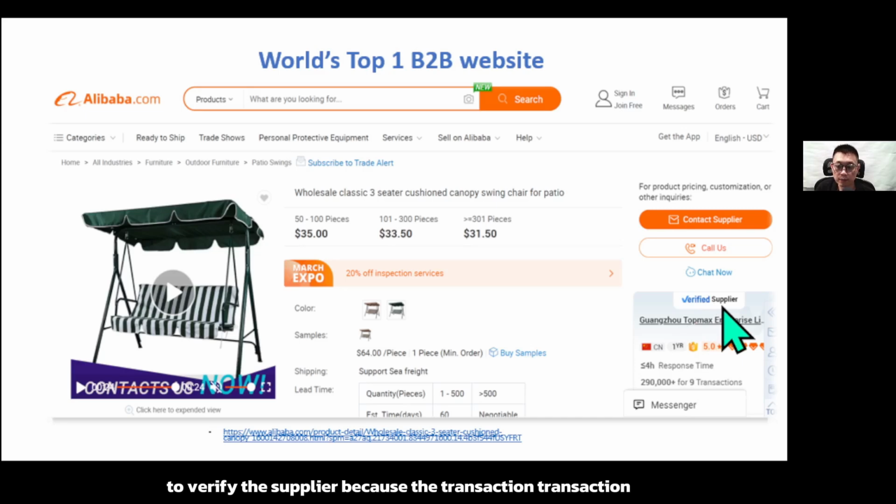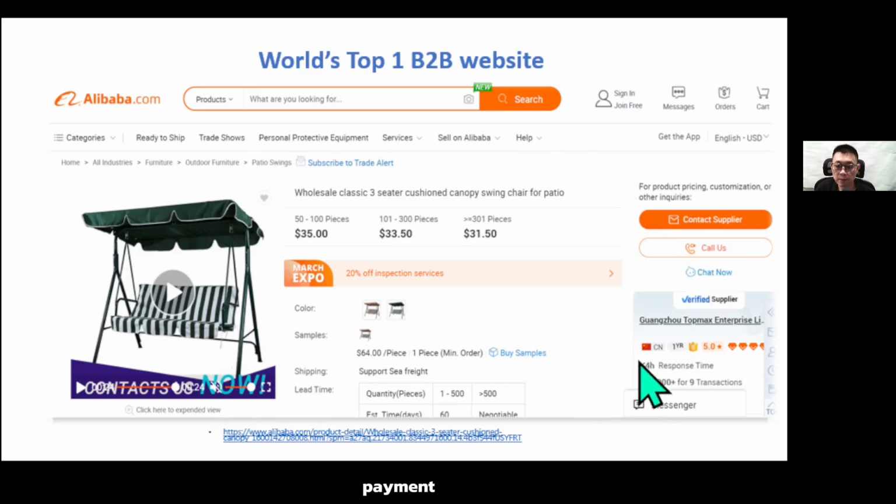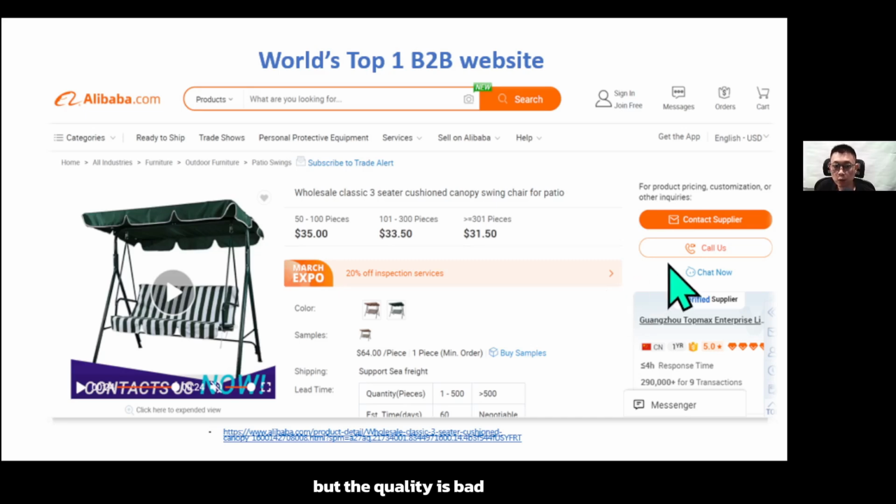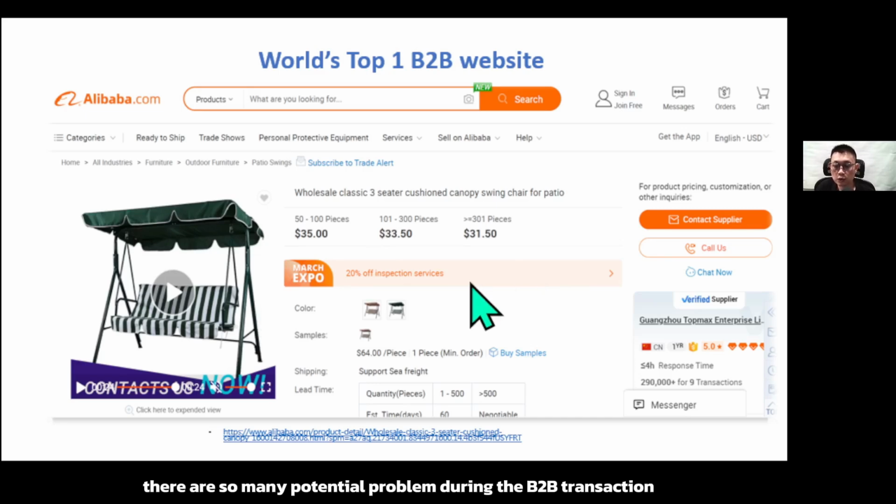to verify the supplier, because the transaction payment involves a very high number. The price is very high because the quantity is big. So the transaction of B2B involves high risk of the payment. What if I pay 10,000 US dollars, but I didn't receive my product, or I do receive my product, but the quality is bad, or the specification is different, it's not what I ordered? There are so many potential problems during the B2B transaction.